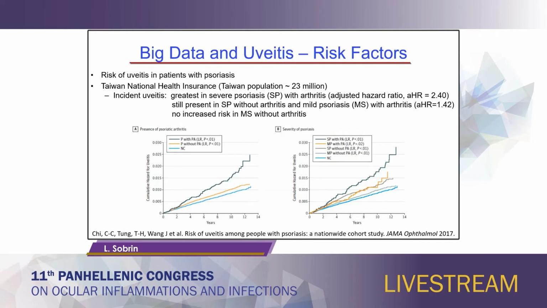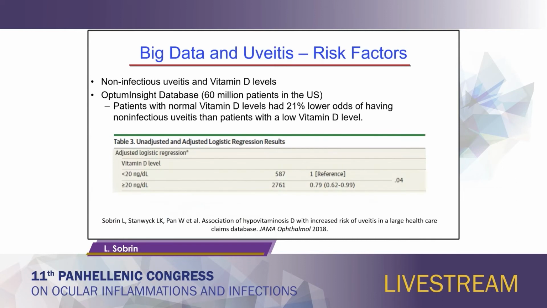These are the type of studies that are possible now with these large data sets that really were difficult to do in smaller studies. In our group, we examined vitamin D levels and the risk of non-infectious uveitis. This was done in the Optum database. At the point that we studied it, it had 60 million patients. What we did was we took patients who had a diagnosis of non-infectious uveitis and also a vitamin D level within a year prior to their diagnosis.